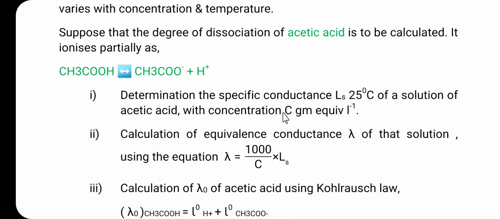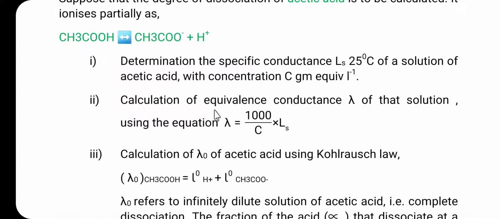We have to consider acetic acid and measure the resistance of the acetic acid. From the resistance and the cell constant, first of all we have to calculate the specific resistance, and from the specific resistance we have to find out the specific conductance. All of you know that the reciprocal of the specific resistance is the specific conductance. In this way the specific conductance of the acetic acid is found out with the help of the conductometer.